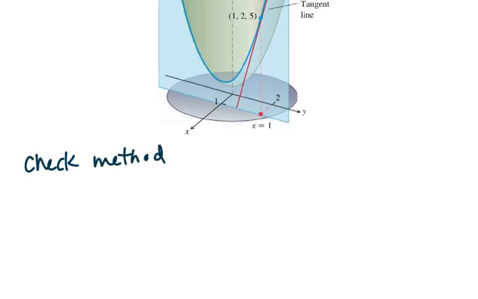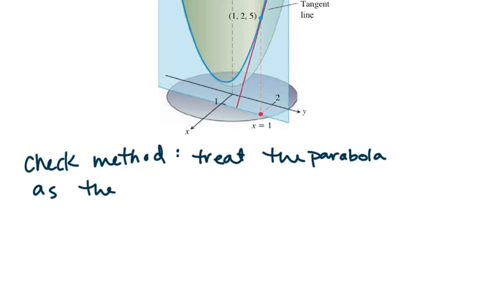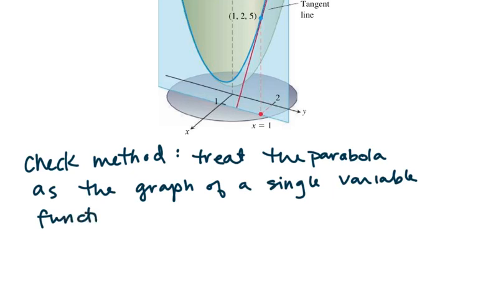Our check method is to treat the parabola as the graph of a single variable function. So thinking about that, z equals x squared plus y squared. In this case, if x was 1, that would be 1 squared plus y squared. z equals 1 plus y squared.